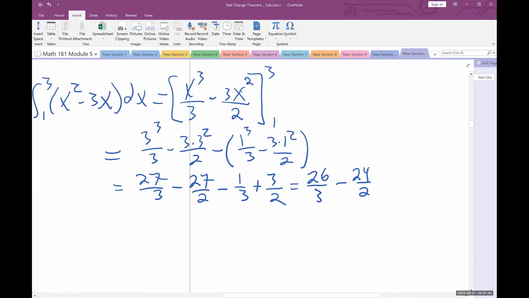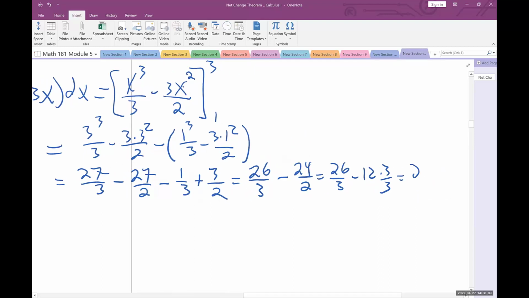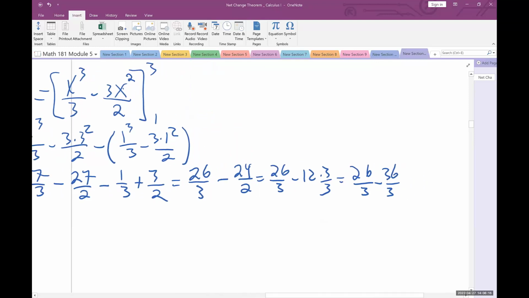And I guess we're going to have to go to the 6th. We could reduce the 24 over 2 to be 12. So we got 26 over 3 minus 12. Multiply that by 3 over 3. So it's 26 over 3 minus 36 over 3, to give us negative 10 over 3.